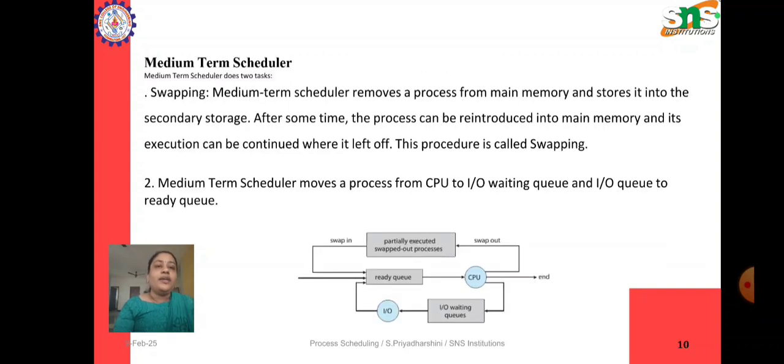And finally we have the medium-term scheduler. The medium-term scheduler removes a process from main memory and stores it in secondary storage. After some time, the process can be reintroduced into main memory and execution can be continued where it left off. This is called the swapping in and swapping out process. The medium-term scheduler moves a process from the CPU to the input-output waiting queue, and from the input-output queue to the ready queue. So these are the different types of schedulers available.